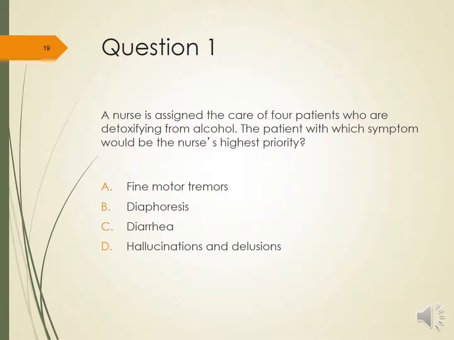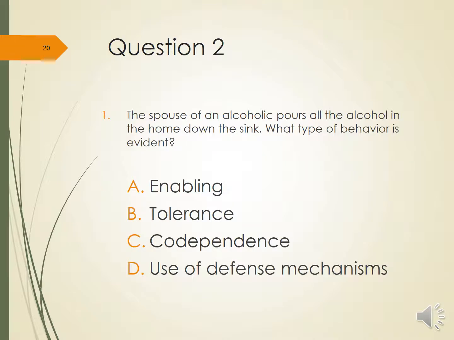The nurse is caring for 4 patients who are going through detox for alcohol. So which one of these is the number one priority? Well, fine motor tremors are common in alcoholics, so it's not that one. They're sweating and have diarrhea. It's not that, because that's a normal part of detoxing. And so the answer is D. If they're hallucinating and delusional, they may have brain damage from their alcohol intake, and they're going through a severe form of withdrawal. So that would be your number one priority.